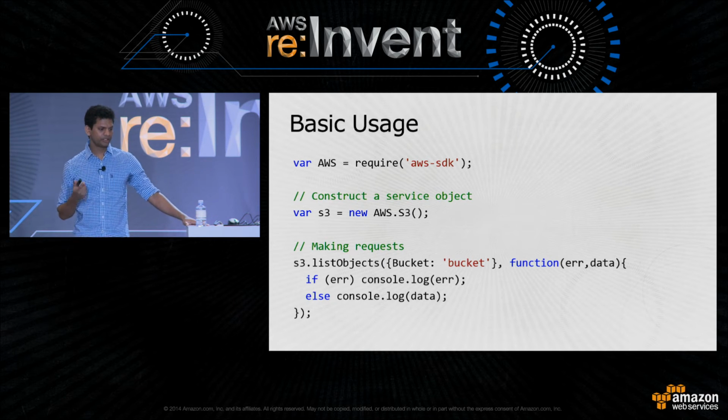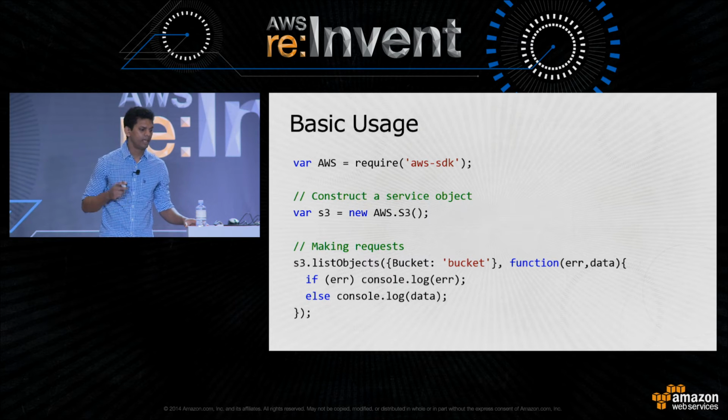The example here shows us constructing an S3 service object and then making a list objects operation on a bucket that we are passing in as the parameter.